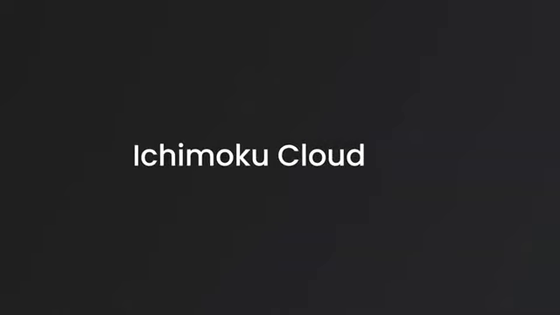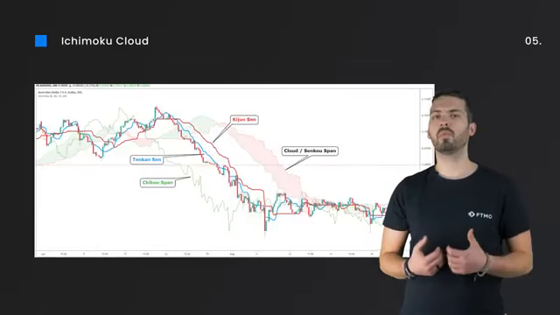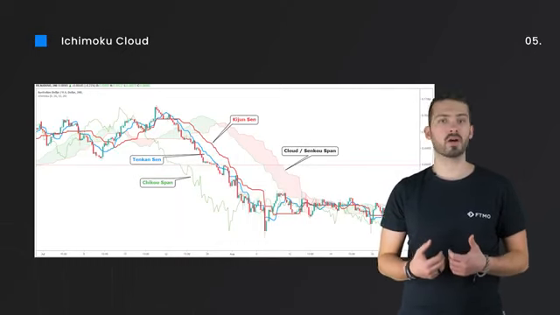Ichimoku cloud. This is one of the more complex indicators with a strong fan base of traders who would swear by this indicator.